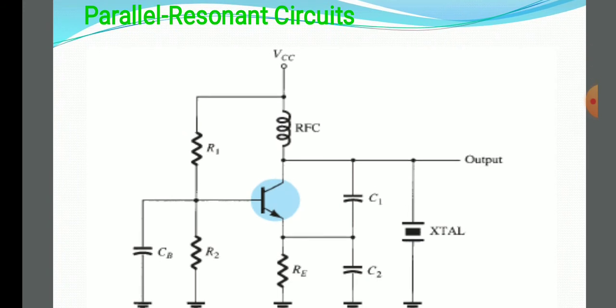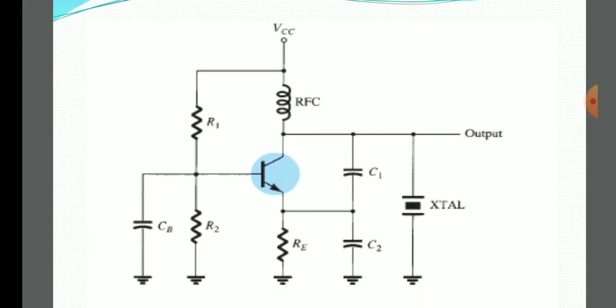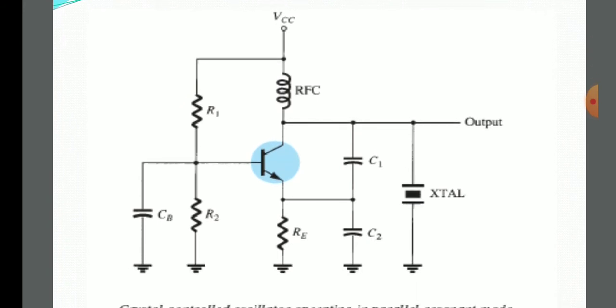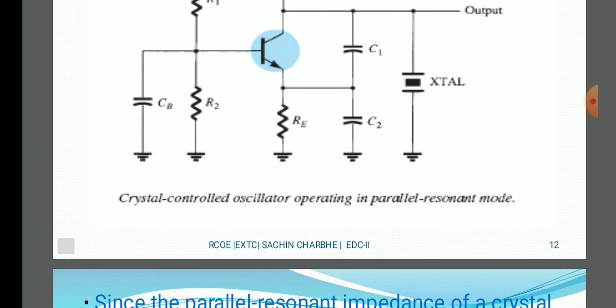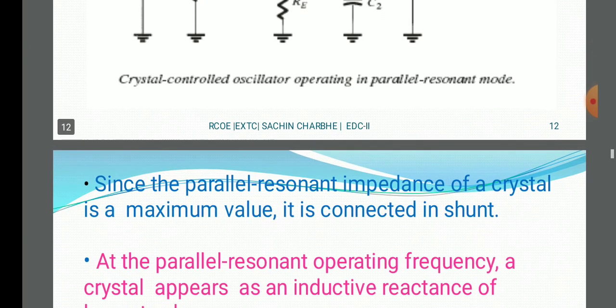Now this is the diagram of the parallel resonant circuit. In the parallel resonant circuit, R1 and R2 form the voltage divider biasing, then RS, then C1, C2 and XTL, that is the crystal, which is connected in parallel at the output side. This is the crystal control oscillator operating in parallel resonant mode.